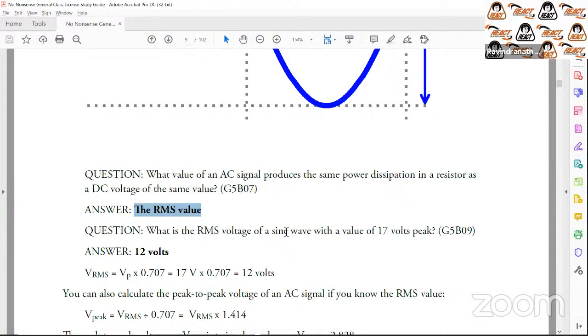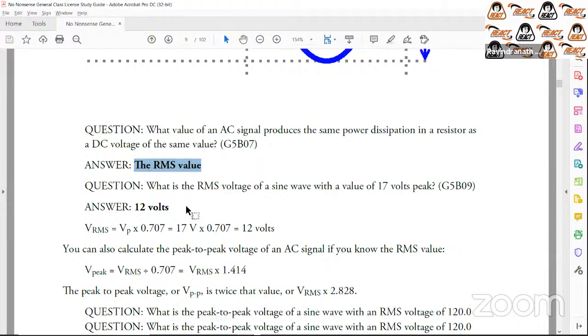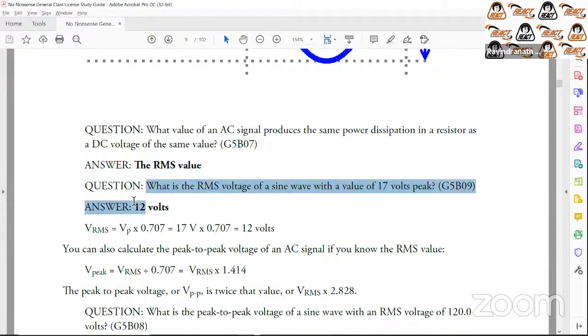I'm hoping that you're seeing the application of the theory in the questions in the question pool. It is for each of us to get at least a surface understanding of the theory so that we can deal with these questions and not just remember the answer, but have a little idea of why the answer is the correct answer. Next question in the question pool: what is the RMS voltage of a sine wave with a value of 17 volts peak?